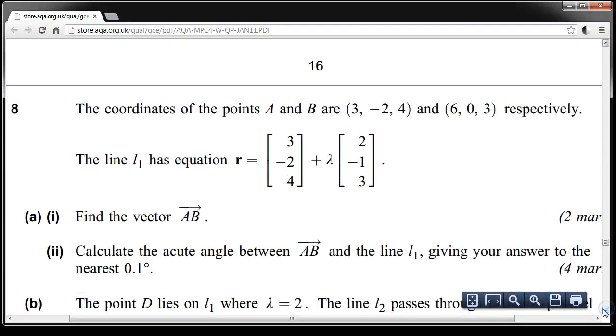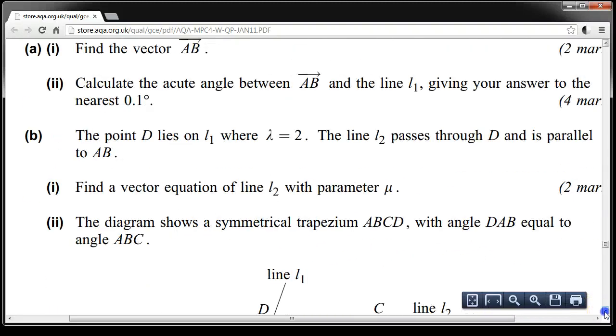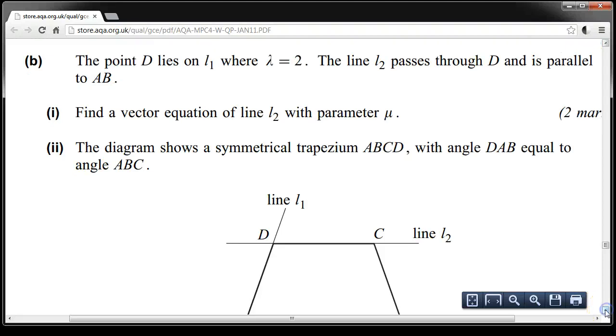Next question is number 8, which is the last question in the paper. A and B, line, vector AB is okay, that'll be fine. Acute angle between these two things. When you do the dot product, you might get the obtuse angle, you just got to take 180 away from it to get the associated acute angle. D lies on L1, well M does too, L2 passes through D in parallel to AB. Find the equation of L2 with parameter mu. And then you've got this problem here.